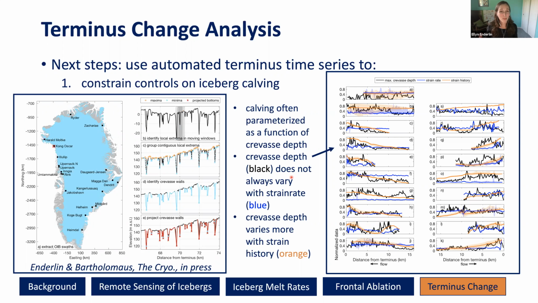They're maybe not that predictive of crevasse depths like we've been thinking, but it looks like cumulative strain, that strain history, is better because it's inheriting these advected crevasses, right? So that strain history accounts for that. So we need to look more into controls on calving, and in order to do that, we need these detailed terminus time series.